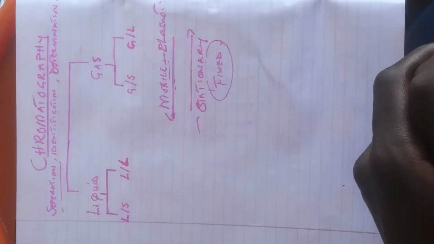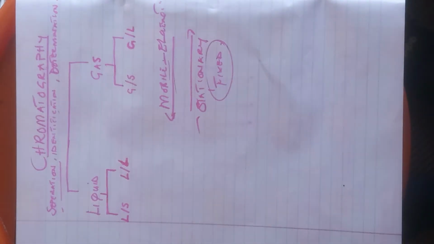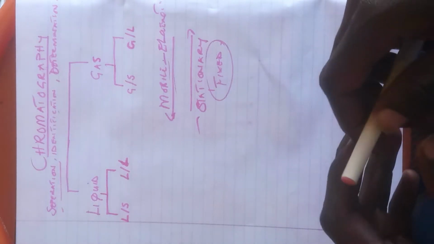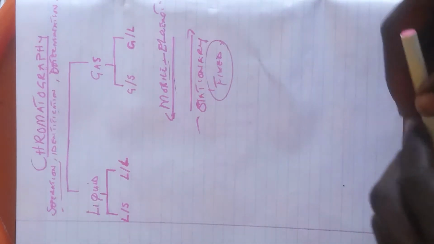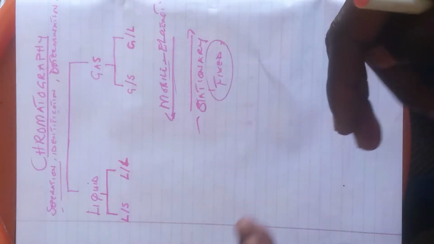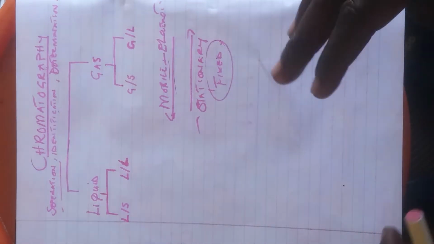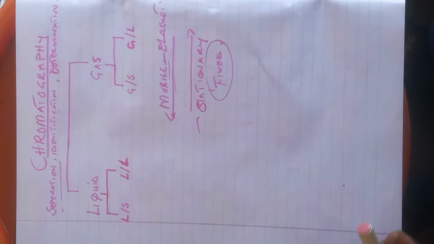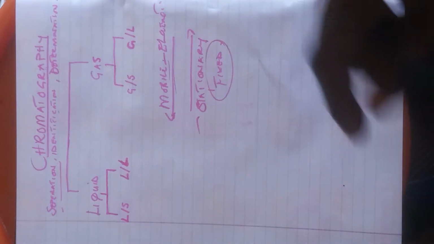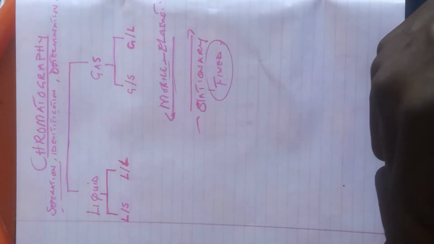So let's get down into chromatography now. Chromatography is simply a technique which is used to separate, identify, or determine certain chemical components in a complex mixture. So when we talk of chromatography, we talk of separation of chemical components from the mixture, identification, and determination. But mostly, it is separation which is used.